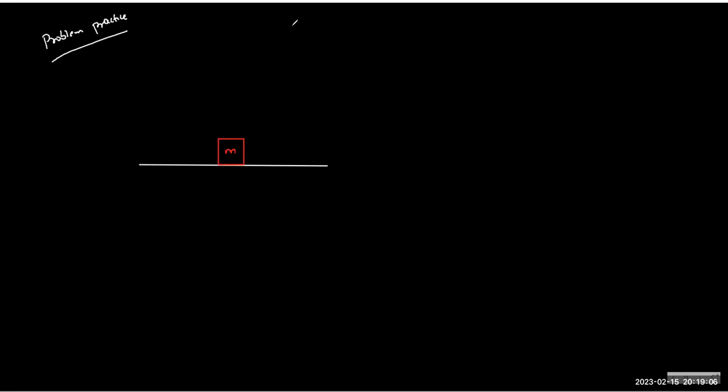So we have a mass M, and now I'm applying a force like this. This theta is given to you. So how I'm applying the force is known to you. And the coefficient of friction is mu. So mu s and mu k are both mu only, no need to distinguish.